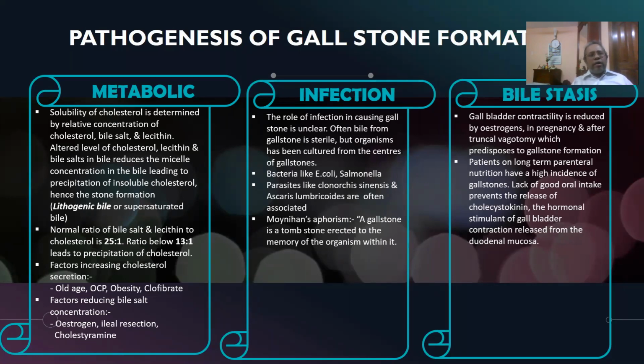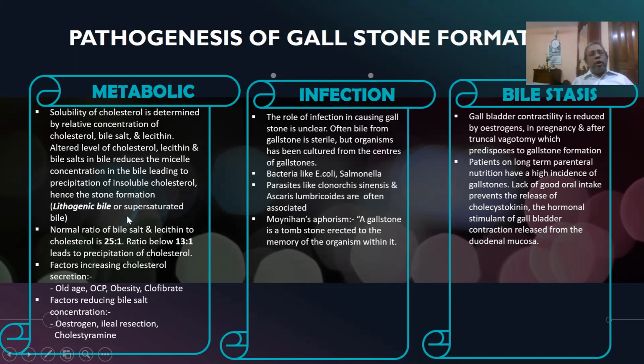So the altered level of cholesterol, lecithin, and bile salts in bile reduces the micelle concentration in the bile, leading to precipitation of insoluble cholesterol, hence the stone formation. Then when the relation, that means the concentration of those three, is altered, it is called the lithogenic bile. That means supersaturated bile.